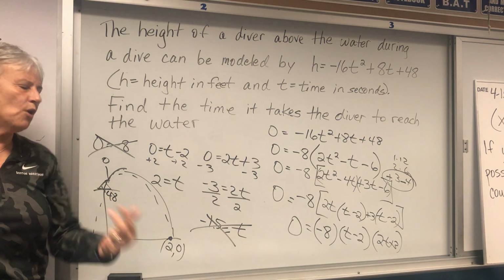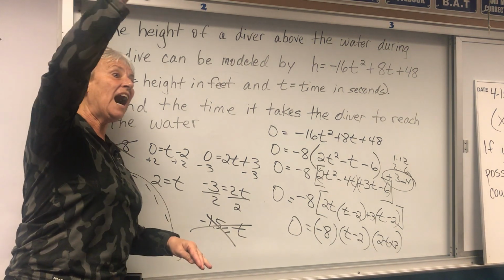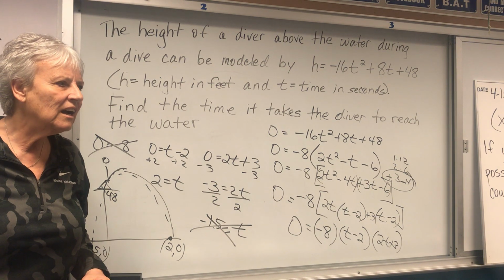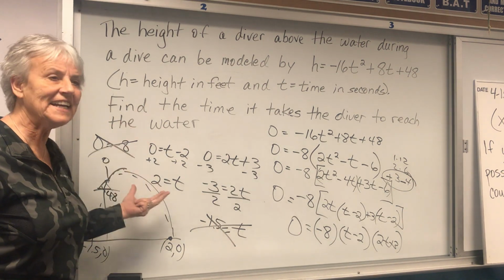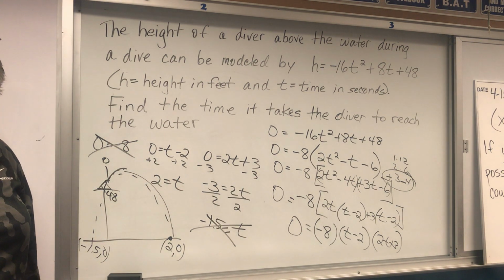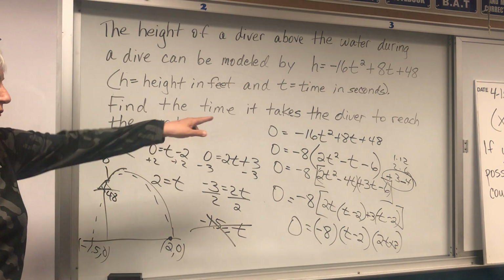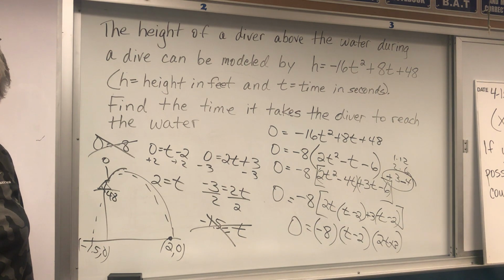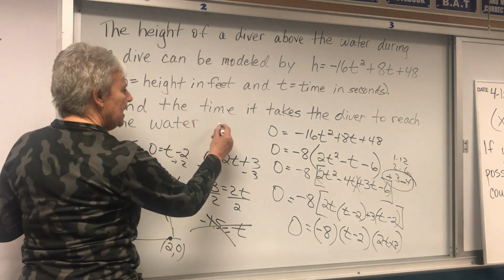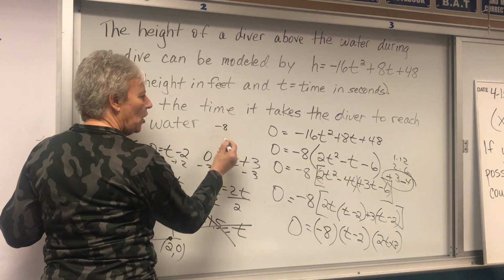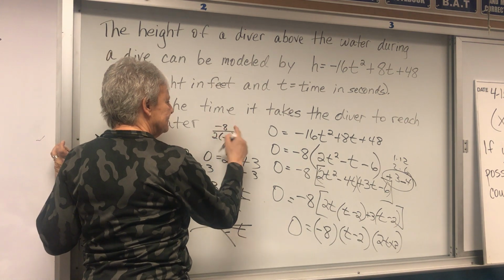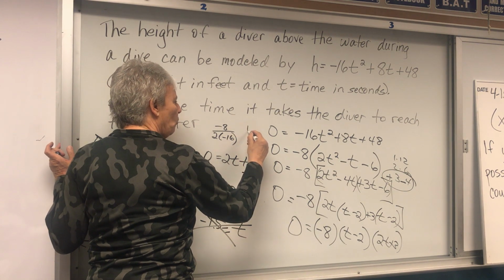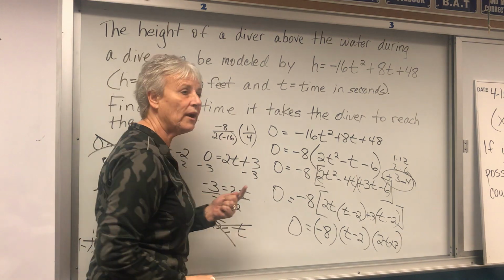Now, if I ask you how high he was at the highest point, what would you do? You would do the opposite of b over 2a and plug it in, and you'd find out how high he was. You use the original equation. The opposite of b over 2a gives you 8 over 32, which is 1/4, which is 0.25.